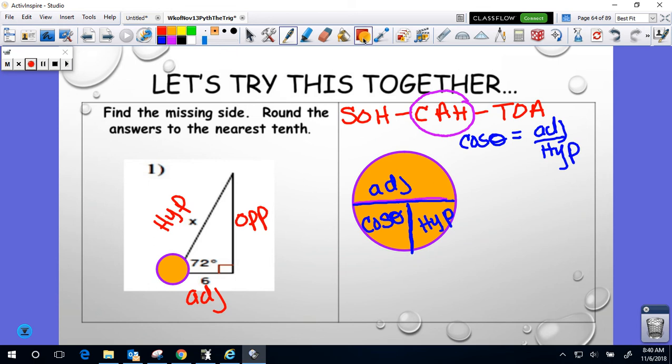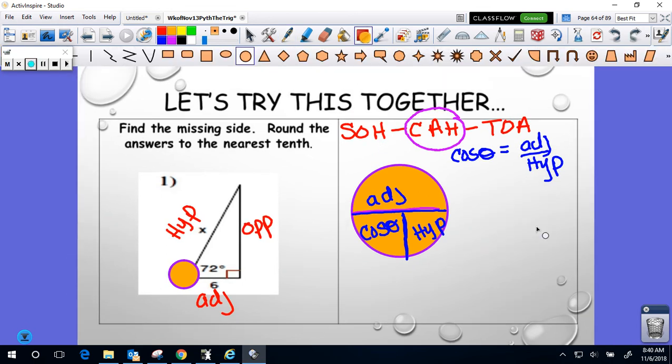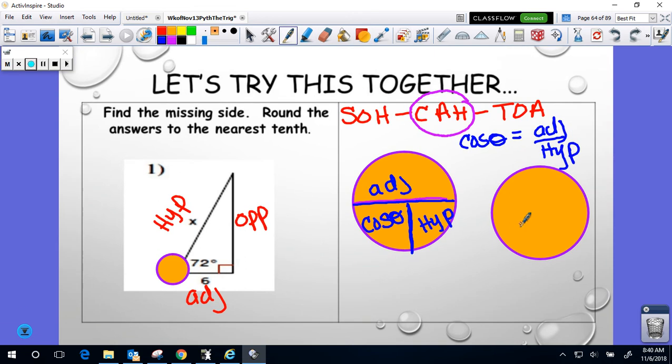I'm going to fill in my circle with the information that I'm given. And I know I'm using cosine because I have an adjacent and a hypotenuse, and that's the one that matches. So I have my little second circle here, and I'm going to fill it in. So I know I'm going to use cosine of theta, and theta stands for an angle. So I'm going to say cosine of 72.